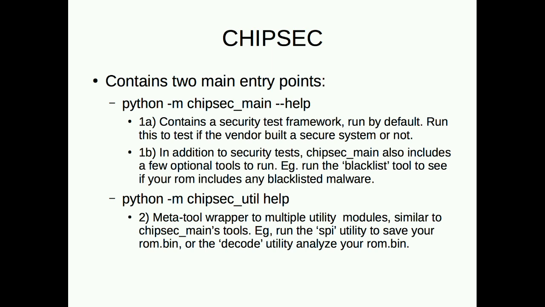You just run ChipSec Main by itself, and it runs all of the relevant security tests and gives you the results. So that's 1A. 1B and 2 are running a specific tool or a specific test or utility, same term to me really, to do a certain thing like dumping an ACPI table. But the first one runs many security tests and gives you the results. The latter two, you run a particular thing to explore a system individually.